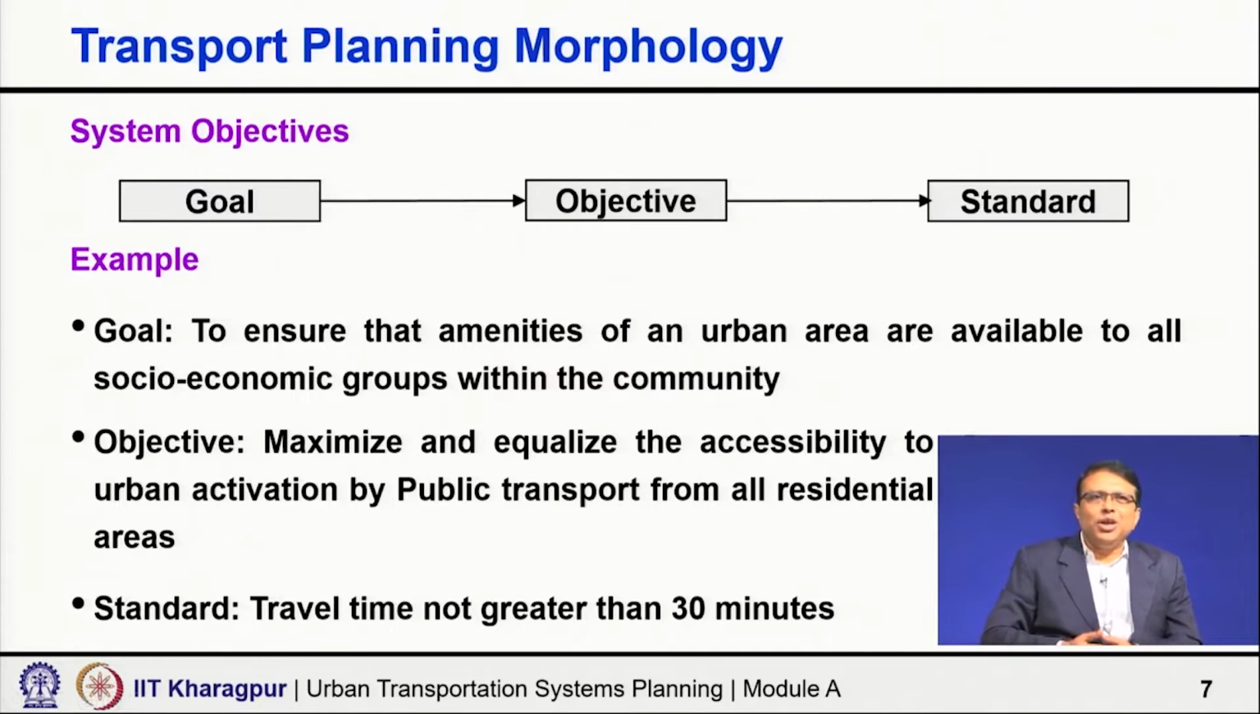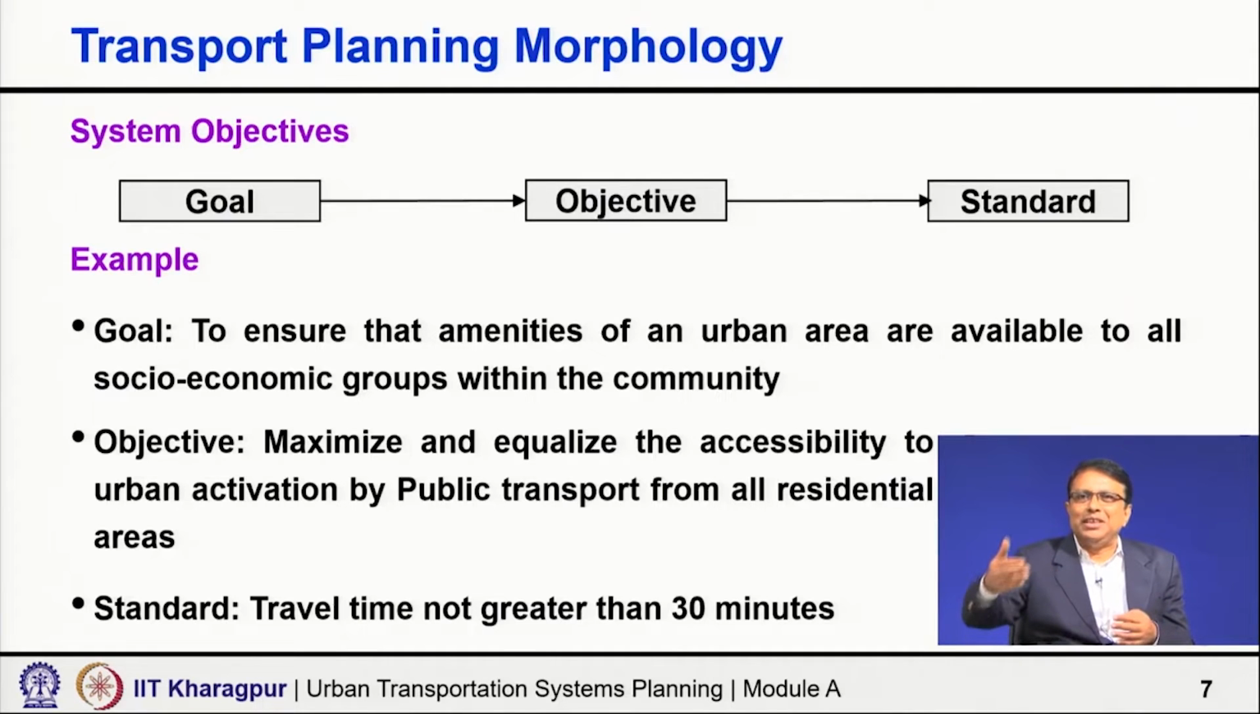Let us say in the context of transport, we can say the goal is to ensure that amenities of an urban area are available to all socioeconomic groups within the community. Okay? So, we are trying to say our goal is to ensure that amenities of an urban area are available to all economic or socioeconomic groups within the community. So, it tells you, yes, but it does not tell you then what you will do.